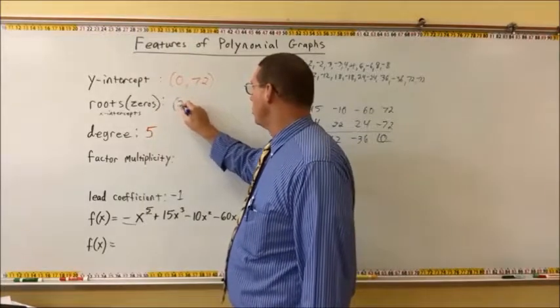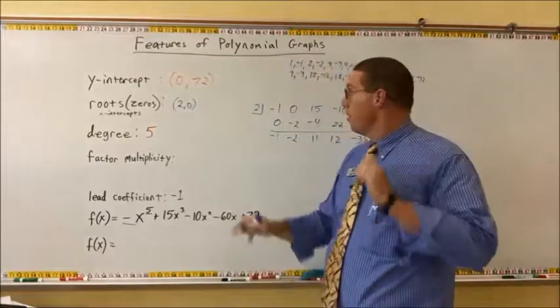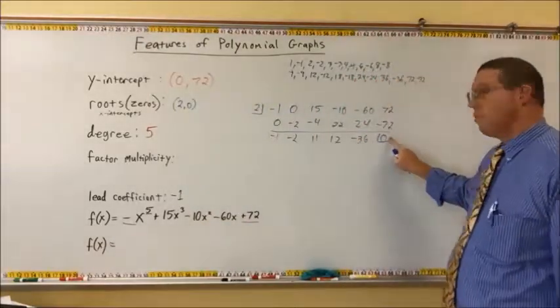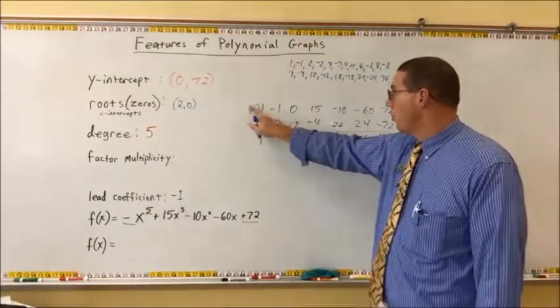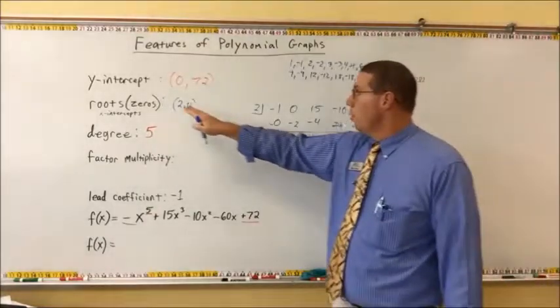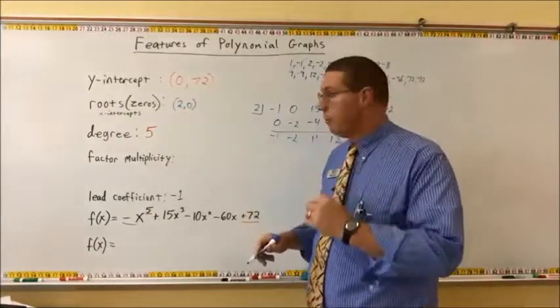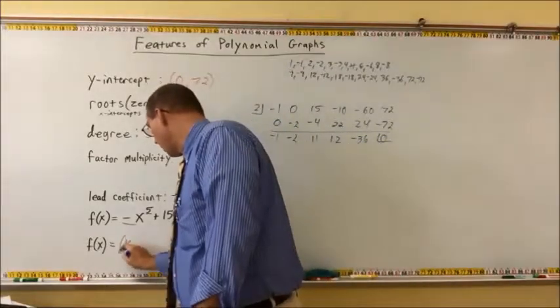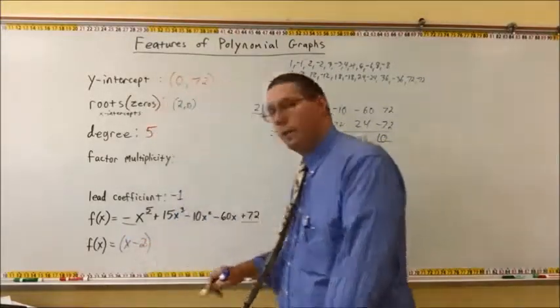So we know that 2, 0 is one of the roots because when we plug 2 into the polynomial, we get an output of 0. So we know that the point 2, 0 is one of the roots of this polynomial. That means that one of the factors is x minus 2.